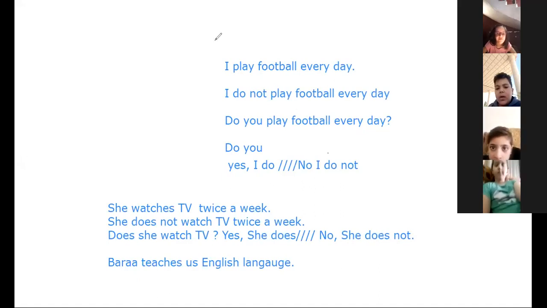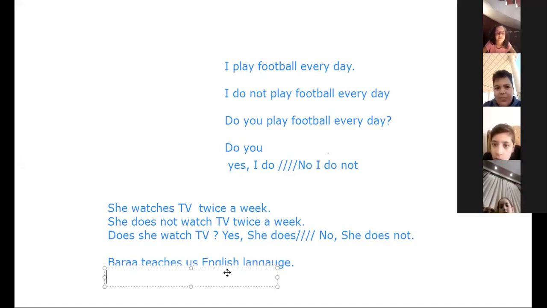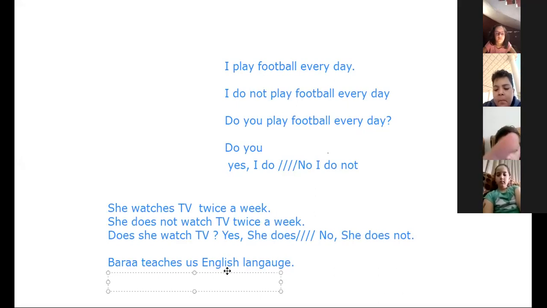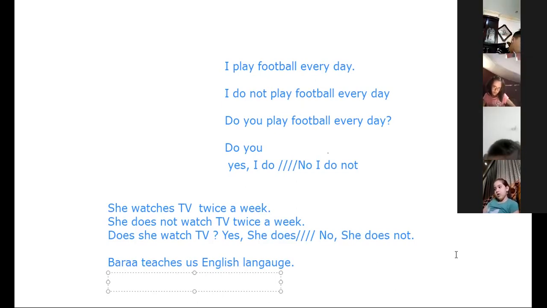Okay, so let's keep talking about the same thing. If I want to ask, to form a question from this sentence, how can I form this question? Who wants to try? Raise your hand if you want to try to form a question. Baraa teaches us English language. If you want to form a question from this sentence, how can you form it? Baraa is singular.